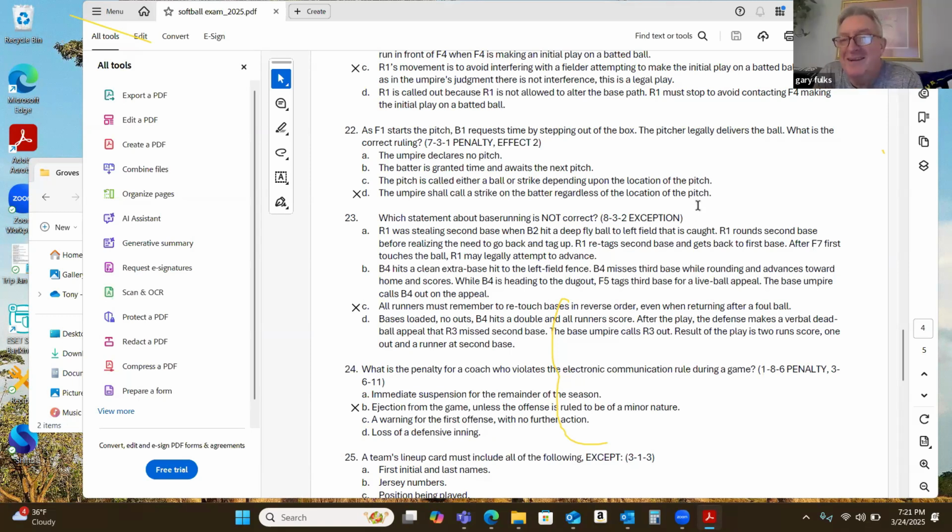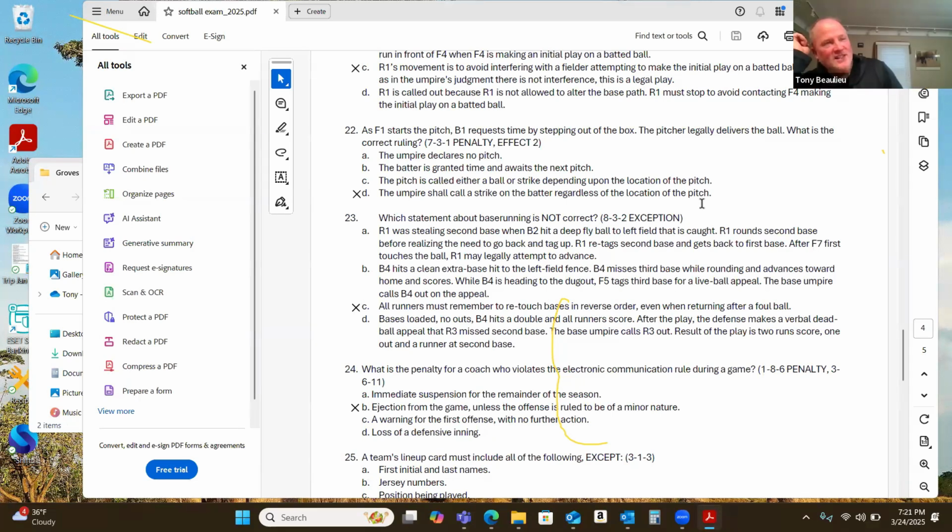If the pitch hits the batter, and the batter's out of the batting box, according to the way this is written, it's technically always a strike. What about if they're out of the batting box? Wouldn't that be a dead ball? Oh, that's right. That's true.